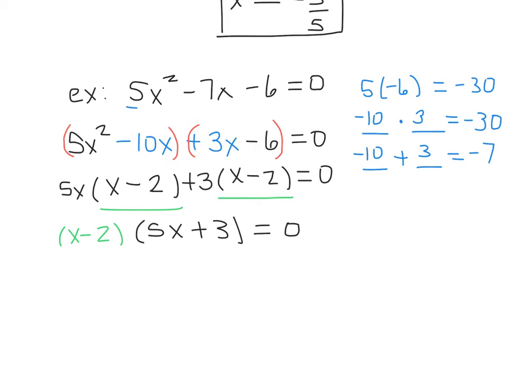So now we have 2 linear factors multiplied together to equal 0. We set both of those equal to 0 and solve for x. And that'll give us our solution. So we get x equals 2, x equals negative 3/5.